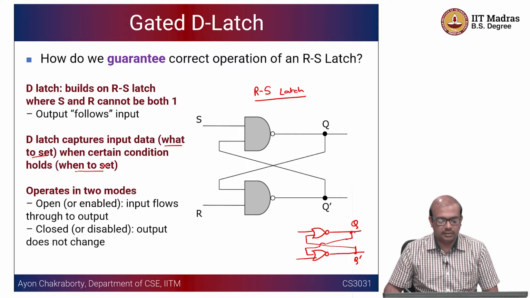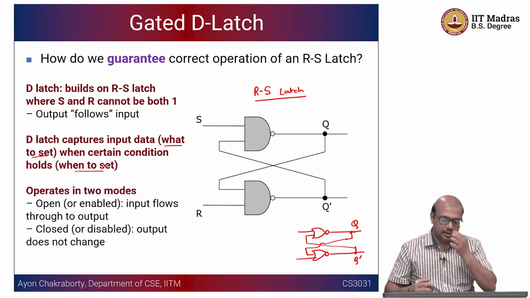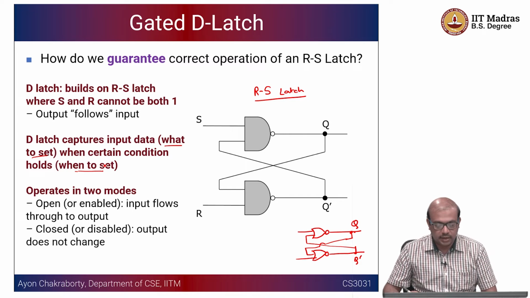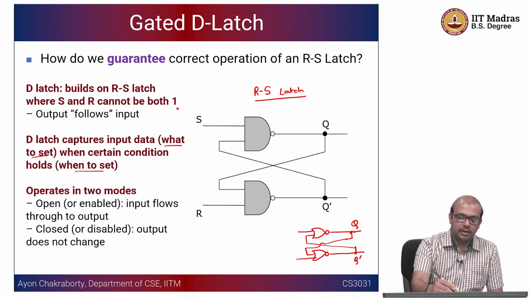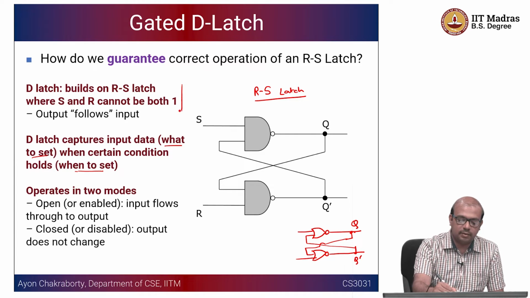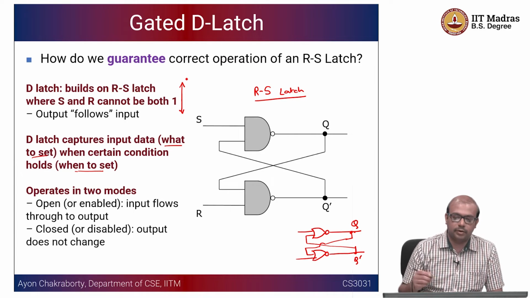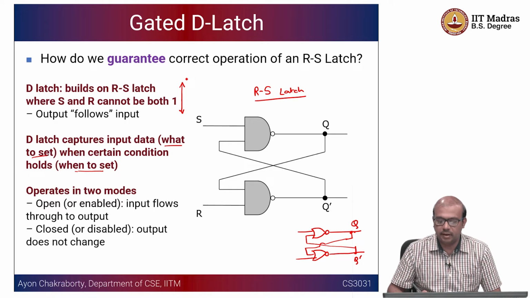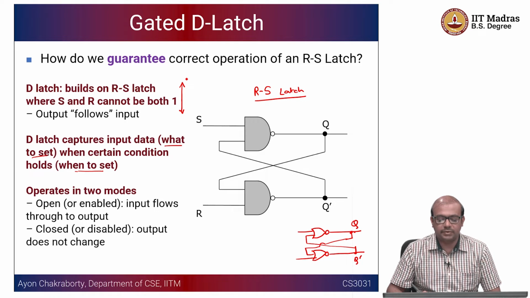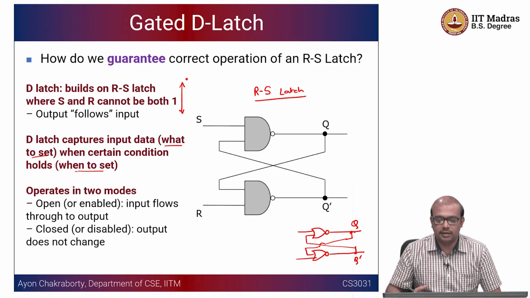We'll come to all these things later, where you are enabling a D-latch or disabling a D-latch. But first understand the first point, where we are restricting what values S and R are going to take, and they are going to take complementary values. From this description you can very easily figure out that S and R are inversions of each other. That is something that is being mandated in a gated D-latch.